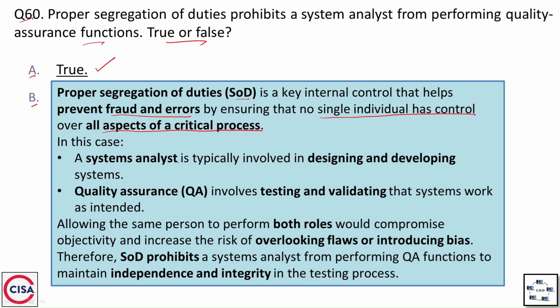In this case, a system analyst is typically involved in designing and developing systems. Quality assurance, that is QA, involves testing and validating that systems work as intended. Allowing the same person to perform both roles would compromise objectivity and increase the risk of overlooking flaws or introducing bias. Therefore, segregation of duties prohibits a system analyst from performing QA functions to maintain independence and integrity in the testing process.